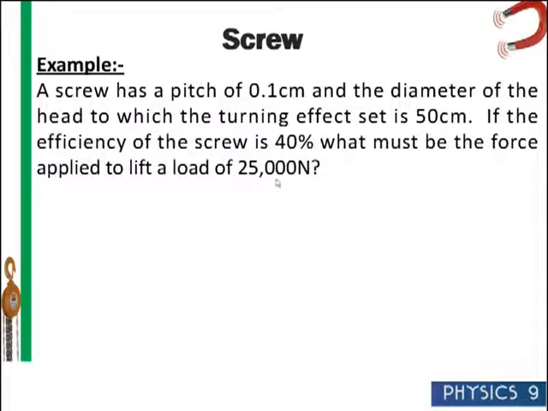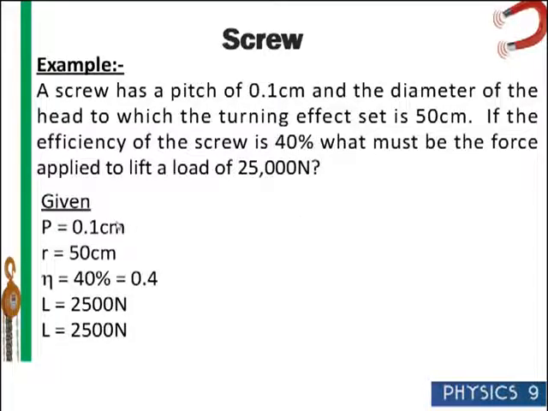load of 25,000 newtons? So in this particular case, we're told that we have a screw, and the length of the pitch, or the distance between the threads, is 0.1 centimeters. We're told the diameter of the head of the screw is given as 50 centimeters. Also, we're told the efficiency of the screw is 40%. And we're asked to determine the force that needs to be applied in order to lift a load of 25,000 newtons. So let's have a look at the solution to this.